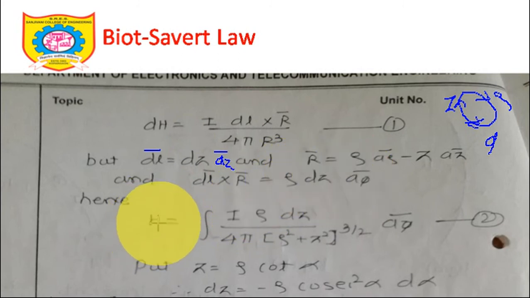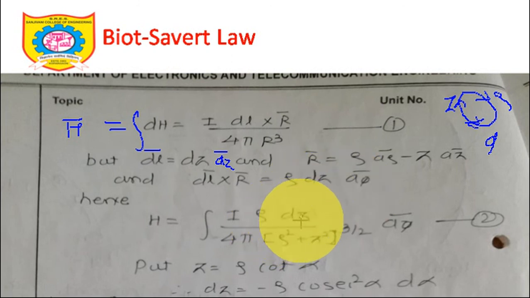So I can put it in the h. Why? Because this is a differential dh. If I want to calculate h bar, I need to integrate it within a limit. So h bar is the integration of dh bar, let's try to calculate. So h bar is equal to I rho dz. How I have got this I is as it is, and dl bar cross R bar I have calculated as rho dz A phi bar.